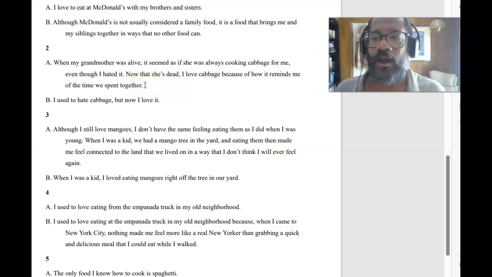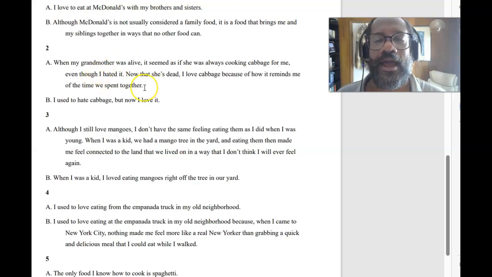Let's think about why this person was spending time with their grandmother. Oh, she used to watch me all the time after school, and she would be cooking food, and I hated the smell of cabbage, and I hated eating it. But now that she's dead and I'm older, I think about what it means. I was lucky to have all that time that I spent with her in her kitchen eating this food, and it's become something important to me. All right, that's a whole lot more stuff to talk about.